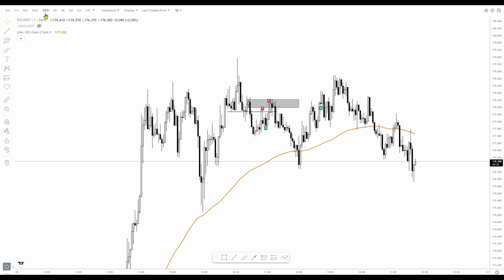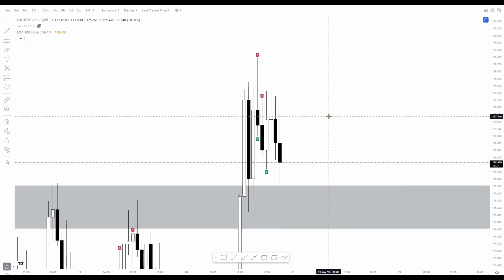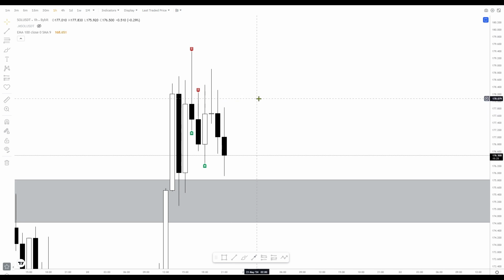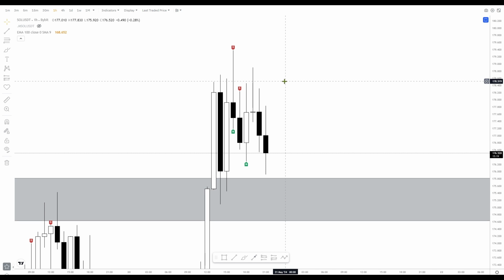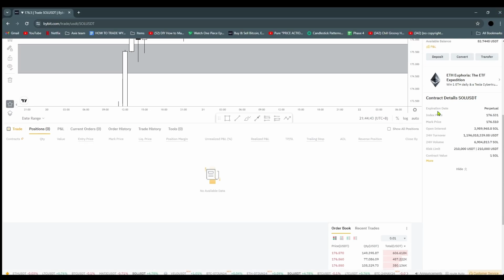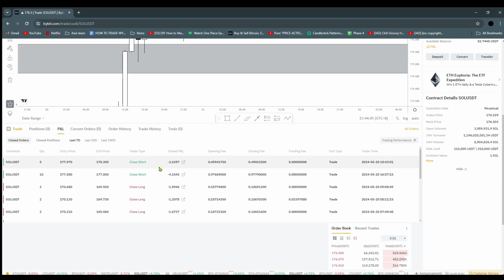So again, this is Sol, and if we go back here, this is where we had a trade. Actually, I think we entered twice more, so a total of around $6 loss. I entered with 10, which is pretty stupid.